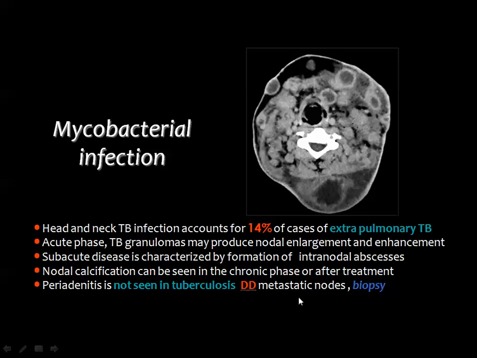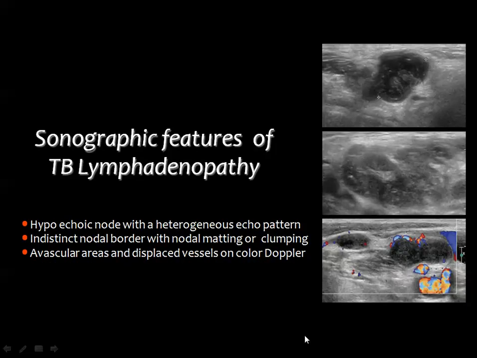And you know that the final destination in all lymph node diseases is to have a cytology or core biopsy, usually guided by ultrasound, to confirm the diagnosis. This is the appearance of tuberculous lymphadenopathy by ultrasound.